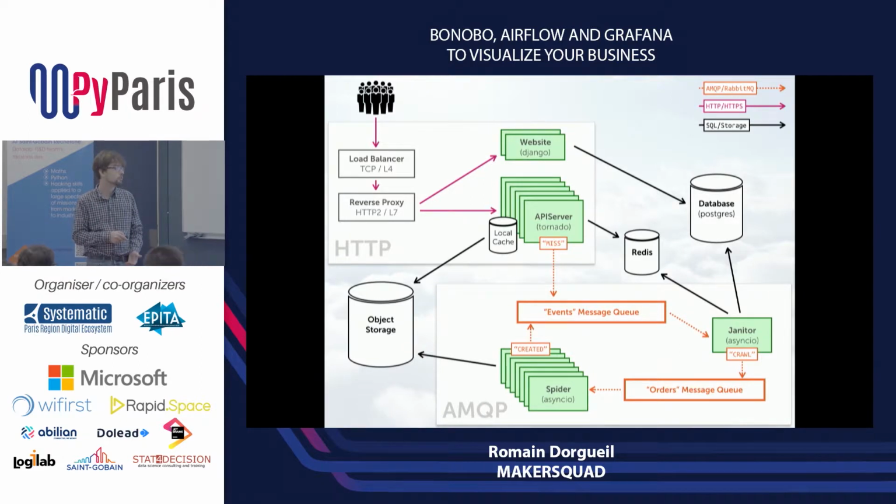If it is, it will send a crawl message to some command queue, and a spider will pick it up, open a browser, make a screen capture, upload it to the object storage, and send a created event to the message queue so the janitor can update Redis, and next time a user comes to the API server asking for the same image, the image will be available. So that's the whole service.